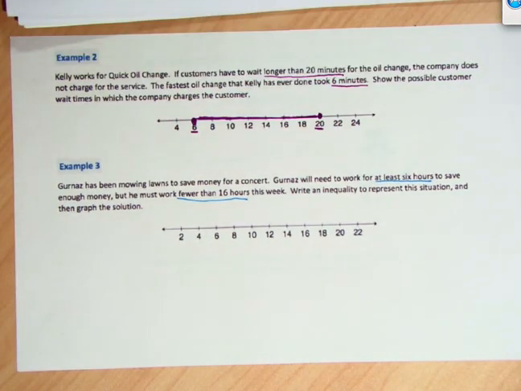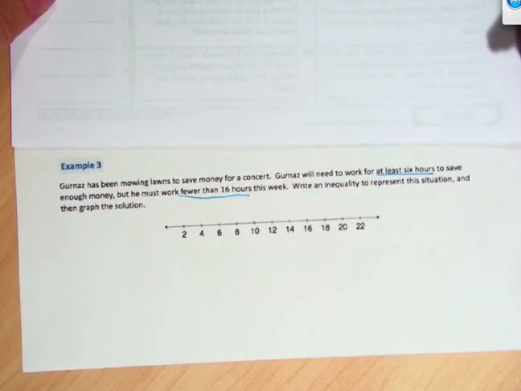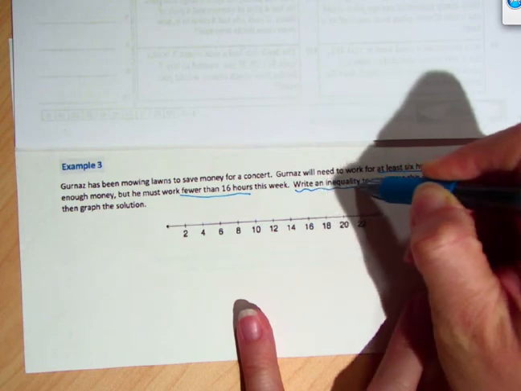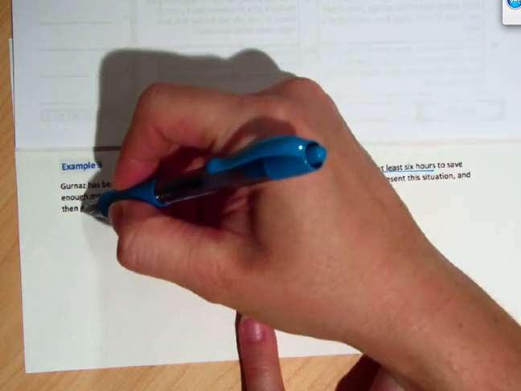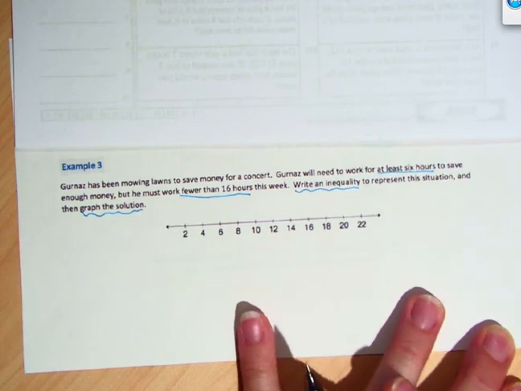Did I have to write one up there? No, okay, I'm sorry. I wasn't reading the directions very carefully. Okay, so we're going to have to write an inequality and graph the solution. So let's write it first. Okay, or let's graph it and then we can write it easier.